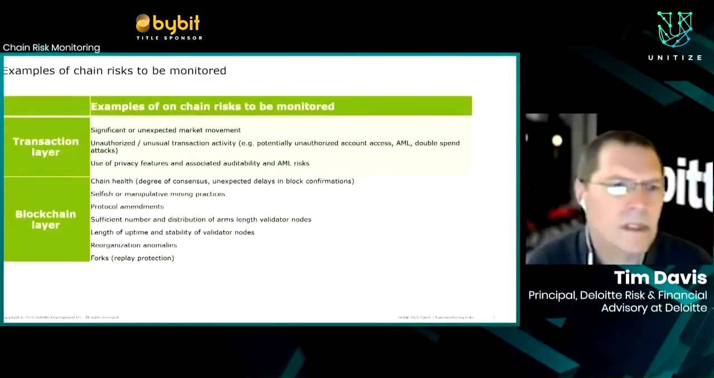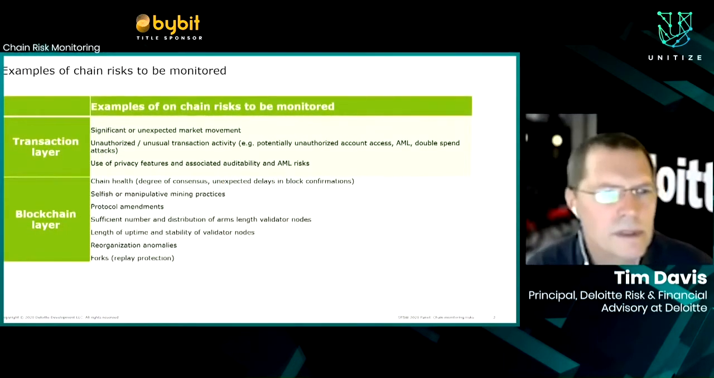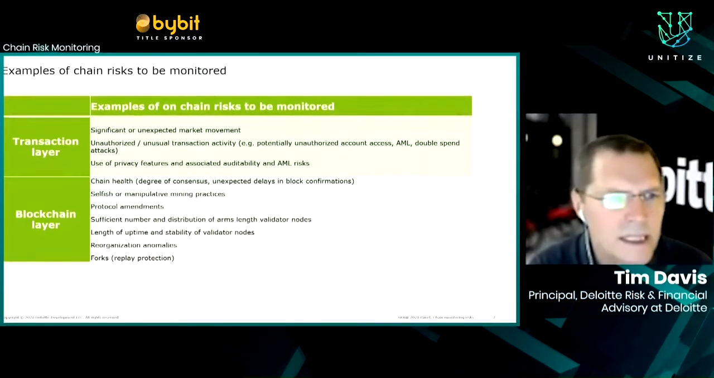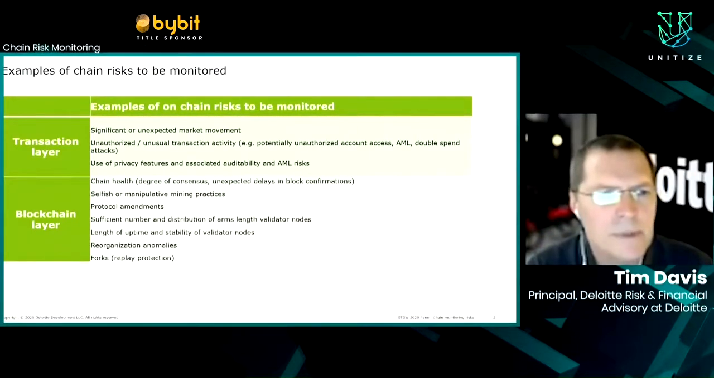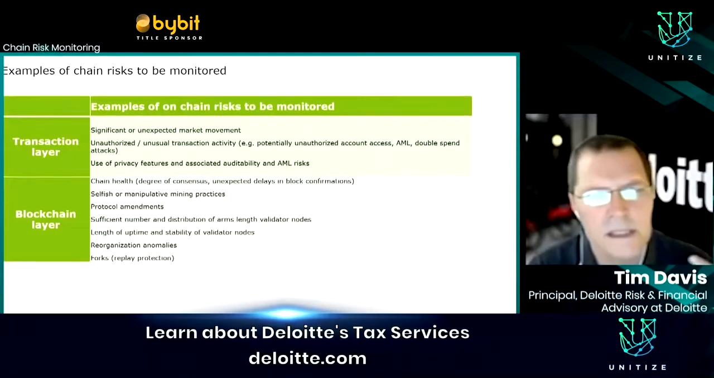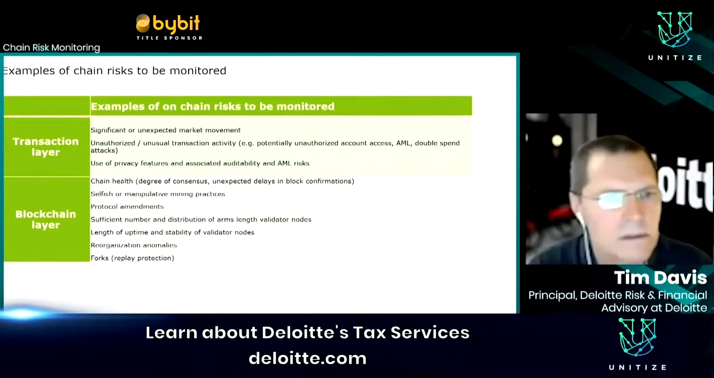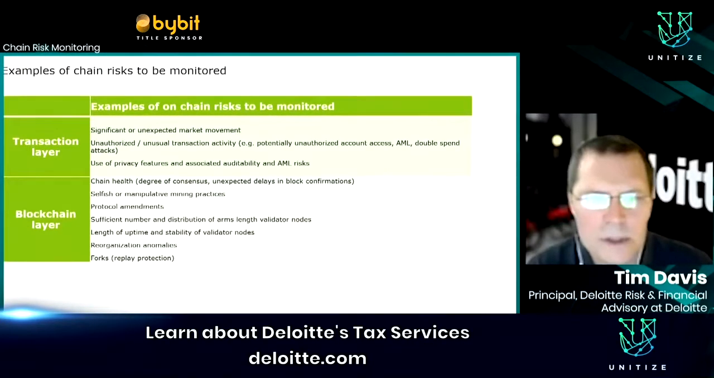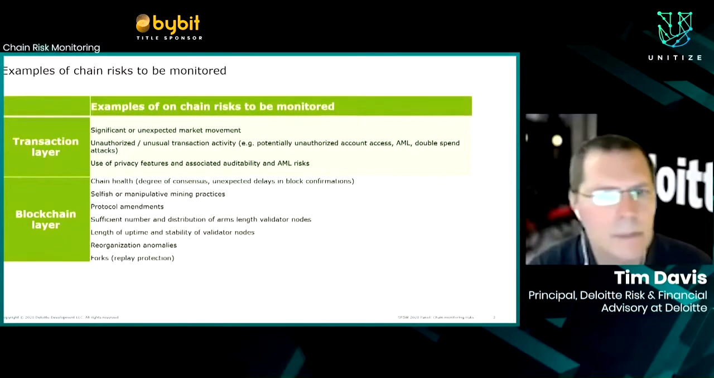And here are a couple of examples of some of the risks at the transaction layer. The transaction layer, as I said, is really the data that's on the blockchain. The types of risks we think about there are, for instance, significant or unexpected market movement. That has to do with the data itself, and you'd want to understand that. Also unauthorized or unusual transaction activity that might potentially represent unauthorized activity. It could represent AML-related risks that you need to be responding to, possibly double spend attacks. And then possibly the use of privacy features.